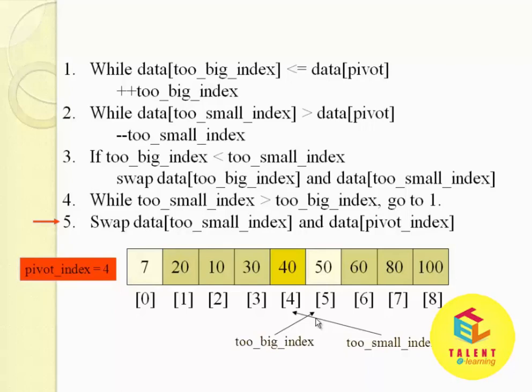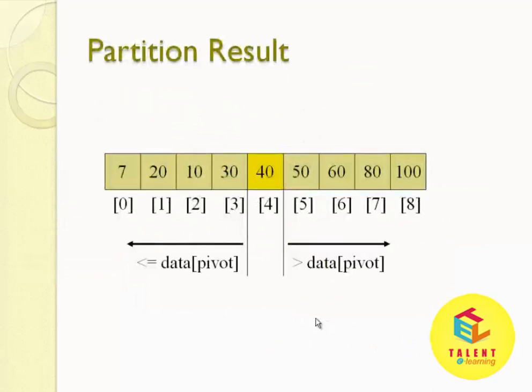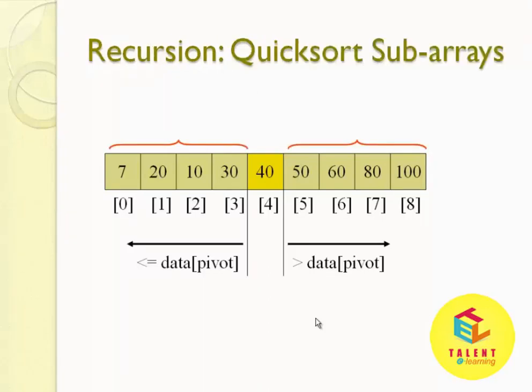Now the data is swapped, and so 7 is placed at its correct position and the pivot index is 4 at the end. So now we have the data partitioned into two parts, that is, data which is less than data of pivot and data which is greater than data of pivot.